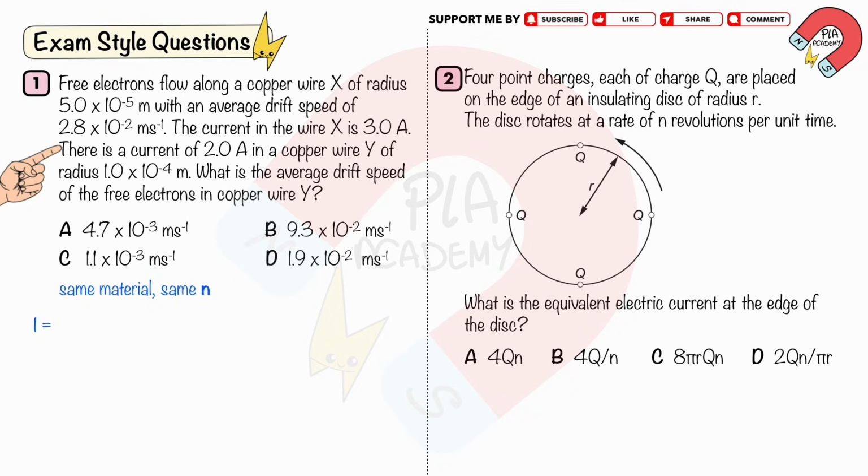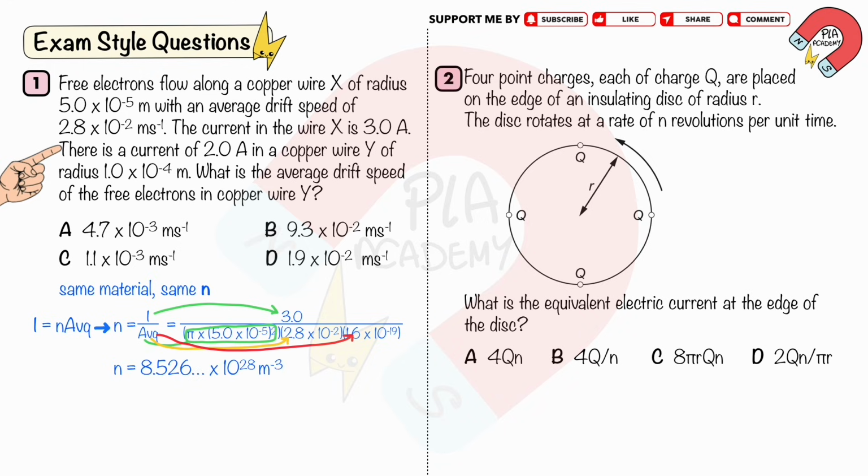We calculate the N first using the equation I equals nAvq, rearranging the equation as n equals I divided by Avq. Substituting I equals 3 amperes, cross-section area A equals pi times the square of 5 times 10 power negative 5, drift velocity v equals 2.8 times 10 power negative 4, and q equals 1.6 times 10 power negative 19 coulombs. We get n equals 8.526 times 10 power 28 per cubic meter.